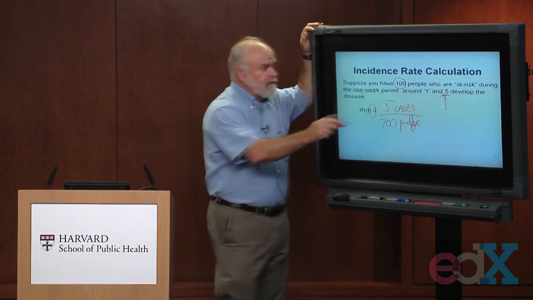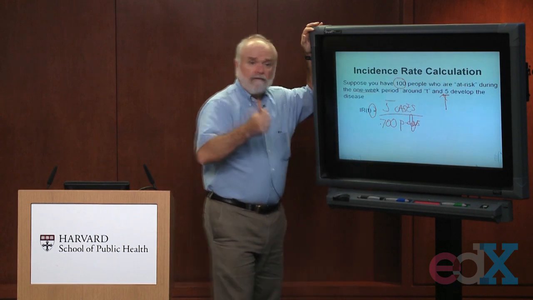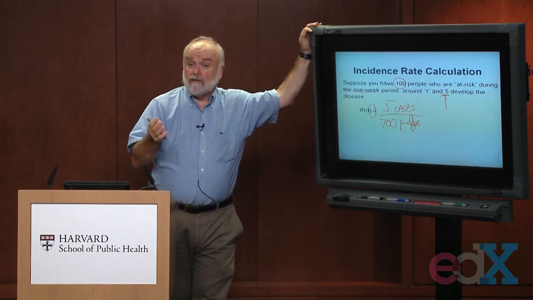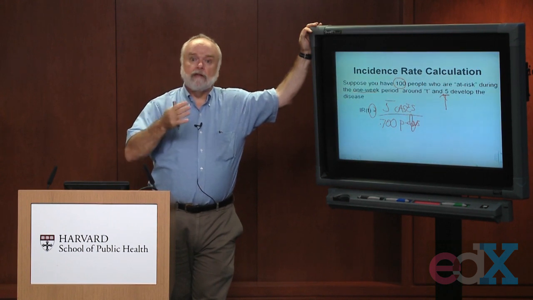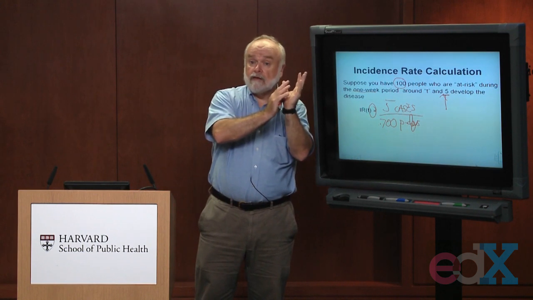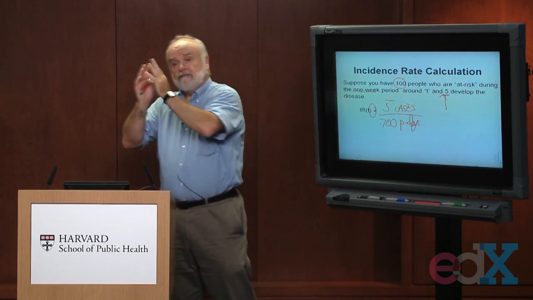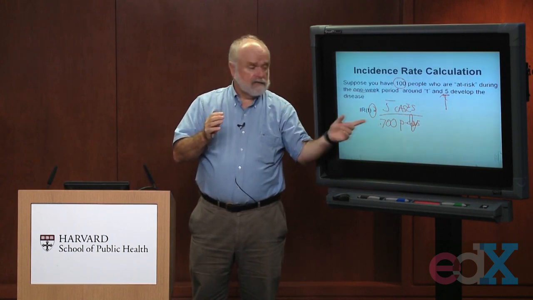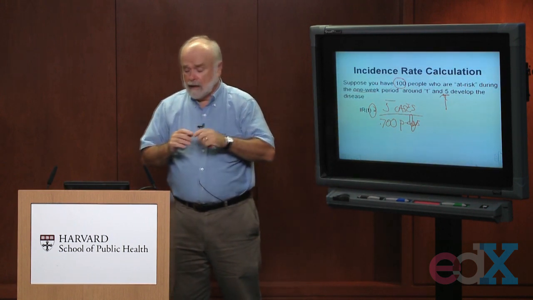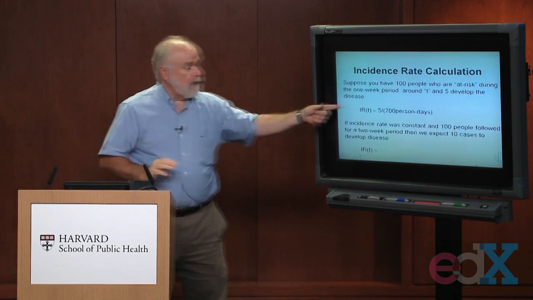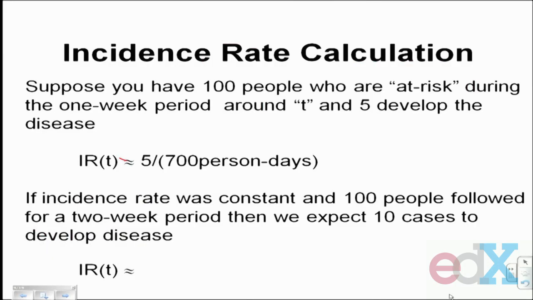But realize 5 of these people are not going to give me a full 7 days of follow-up. Their follow-up is going to be shorter than 7 days. How much shorter? Well, it depends when they develop the disease. They might develop the disease at the very beginning of the interval. They might develop the disease at the very end of the interval. But the point is, this is an approximation because I don't know exactly how many person days of observation I'd observe in this case. So my calculation approximately would be 5 cases for 700 person days of observation.